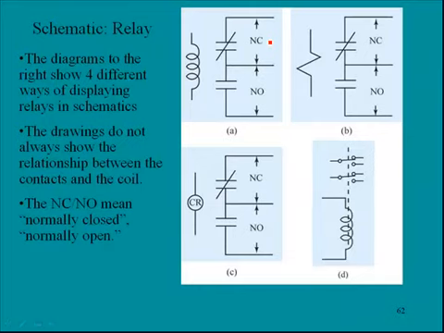And these are some schematic symbols that you might see for relays. I'm not going to go into these, but they are representative of the different types of schematics you might see. The drawings do not always show the relationship between the contacts and the coil. For example, here you see the coil, you see the contacts, but there's no indication of how they are tied together. That's commonly the way they'll be shown on schematics. And then you see the NC and the NO. The NC means normally closed, and the NO means normally open.